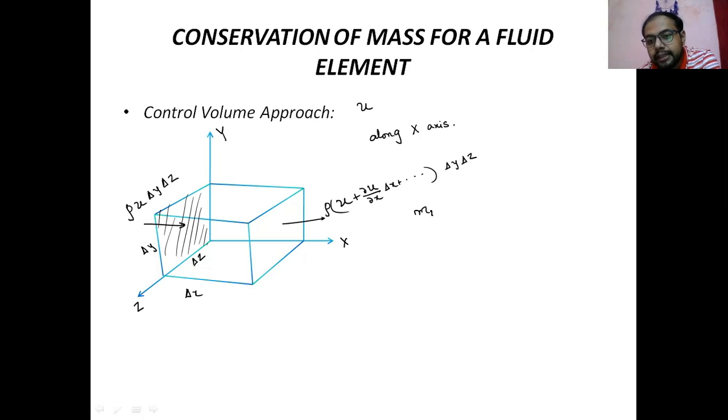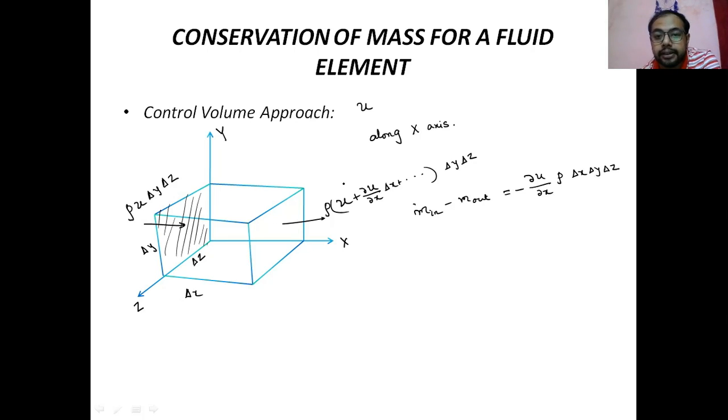So mass in along the x-axis and mass out along the x-axis, we're considering. So mass in minus mass out. What is that thing that is coming? That is the minus d(ρu)/dx, times rho del x del y del z. That is the mass coming in.